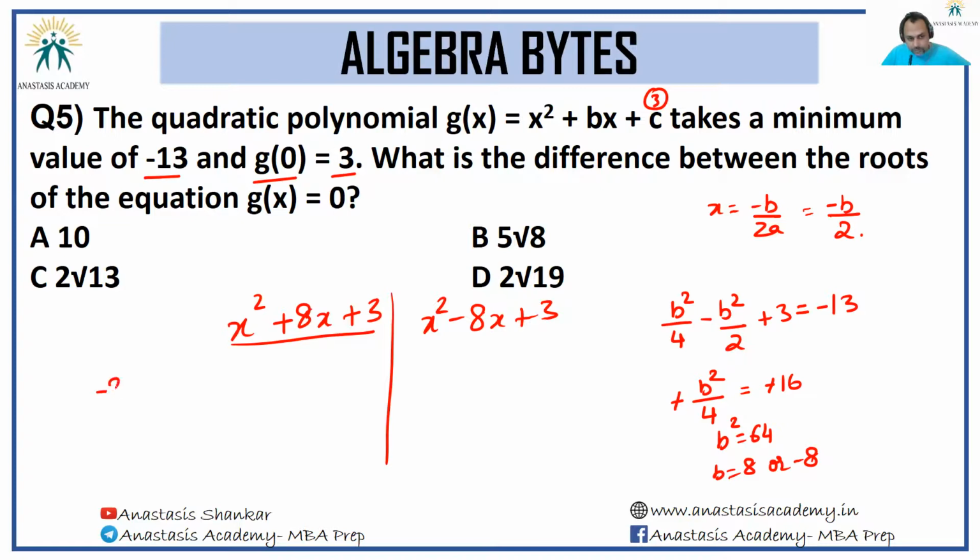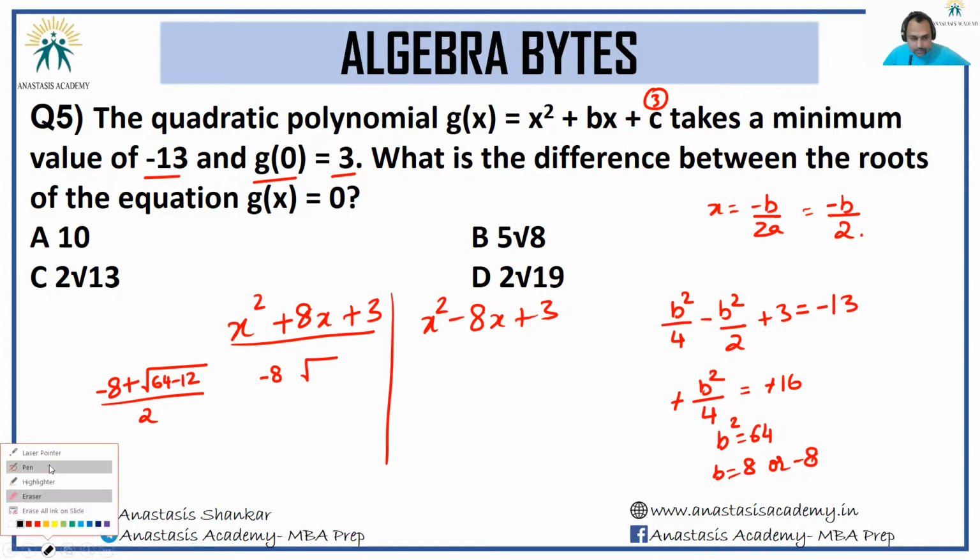Roots would be equal to minus 8 plus under root 64 minus 12 by 2, and the other root would be minus 8 minus under root, it's not plus. In this case, it will not be plus. I'm so sorry. This will be minus, 64 minus 12, whole thing divided by 2.